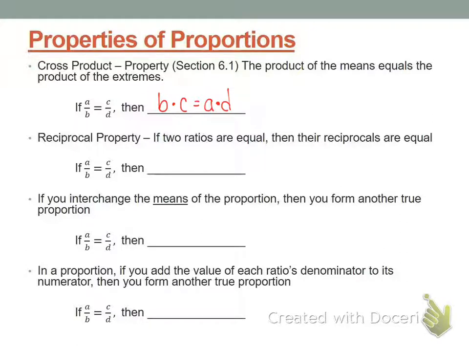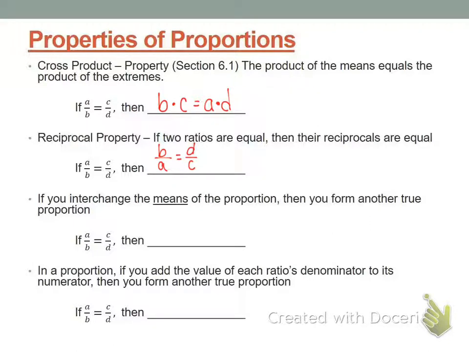The reciprocal property: if two ratios are equal, then their reciprocals are equal. What is the reciprocal of A over B? B over A. And the reciprocal of C over D? D over C. Notice that if we were to take our cross products again, B and C still end up getting multiplied. A and D still end up getting multiplied. Just like above, even if it happens in a different place.